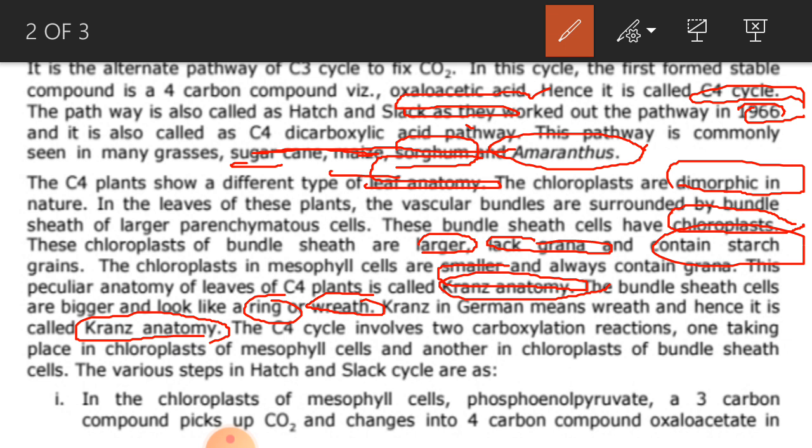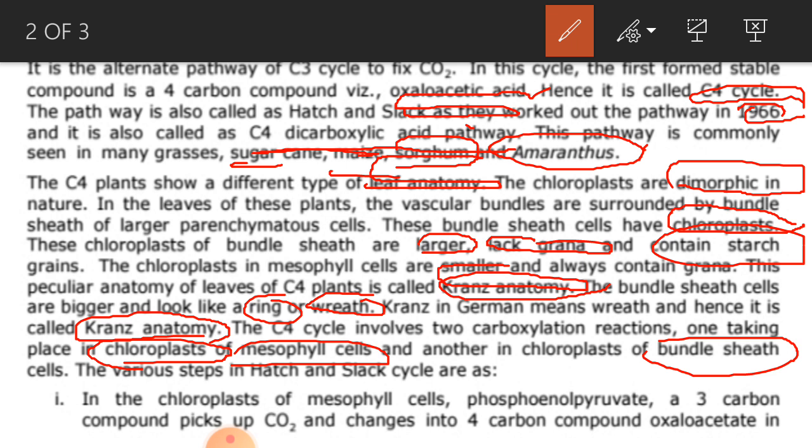The C4 cycle involves two carboxylation reactions, one taking place in the chloroplast of mesophyll cells, and another in the chloroplast of bundle sheath cells. The various steps in the Hatch and Slack cycle are as follows.